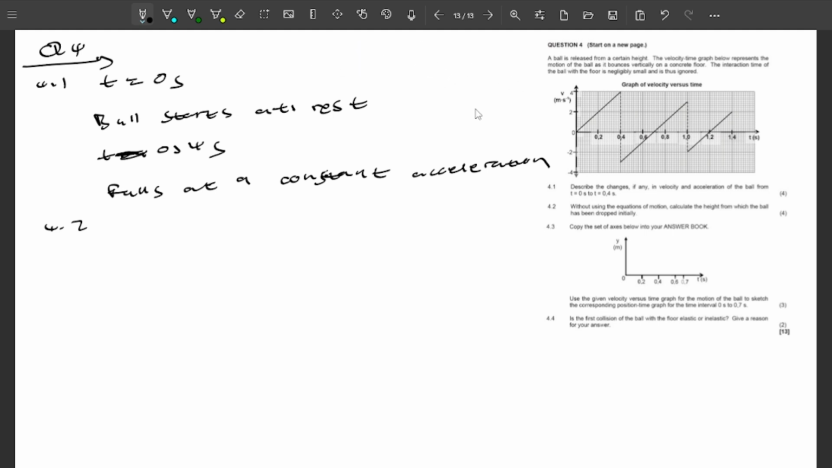Good. So without using the equations of motion, now what are you going to do? Basically, all that you need to know is what do they want? Calculate the height from which the ball has been dropped initially. So the ball is dropped there. Okay. So if it's been dropped at this point, they want the what? The height. The height, it's the area of the shape.